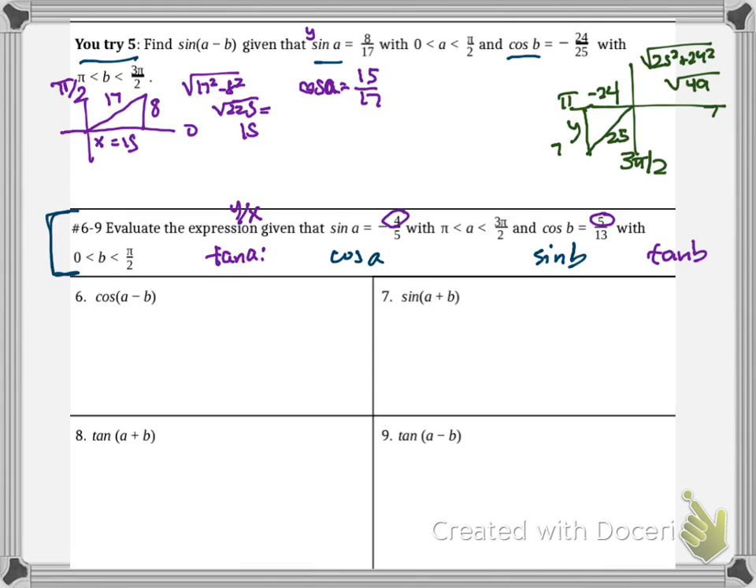So remember that this y value is negative. That's a negative 7 because we're in quadrant 3. Y is negative. So therefore, the sine of B is negative 7 over 25.